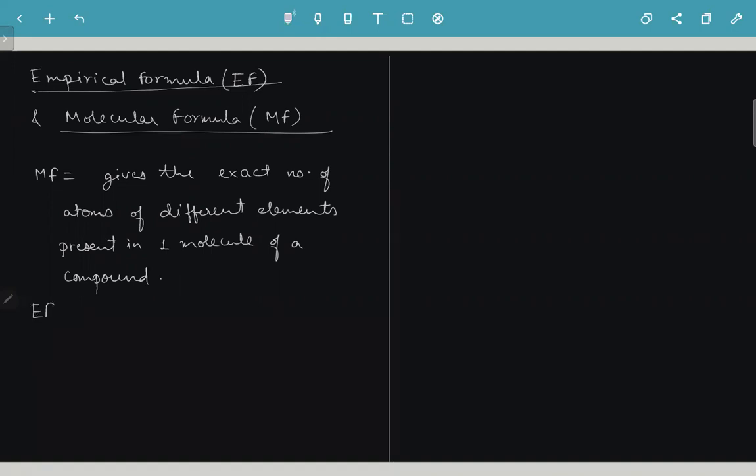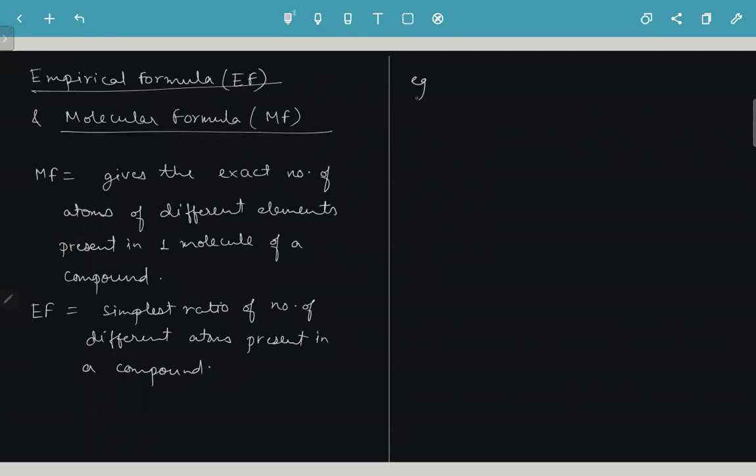Whereas empirical formula gives the simplest ratio of the number of different atoms present in a compound. Example, write: compound benzene.